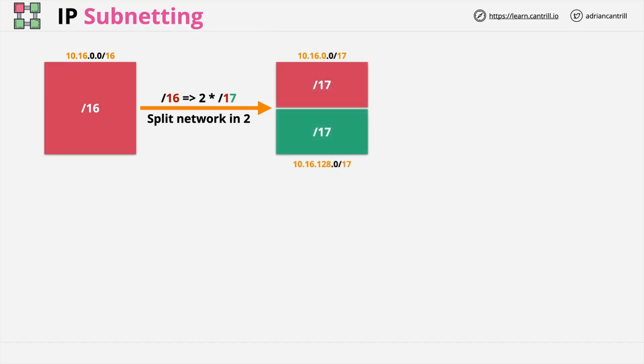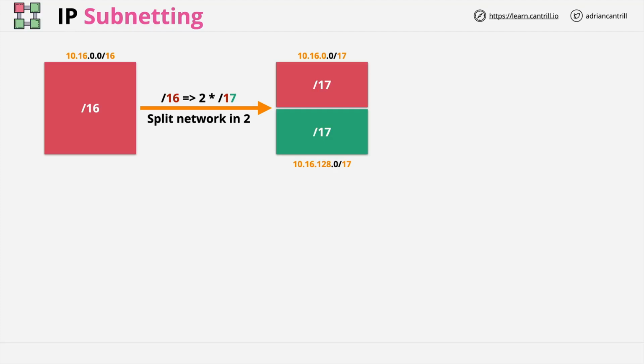The first network starts at the starting point of the original network and ends at the halfway point, the point at which the second network starts. So the first subnetwork is 10.16.0.0 through to 10.16.127.255, so the halfway point. And the second network starts at 10.16.128.0 and goes through to 10.16.255.255. So one /16 network is the same as two /17 networks. But now we can use these two networks for different things within our organisation.